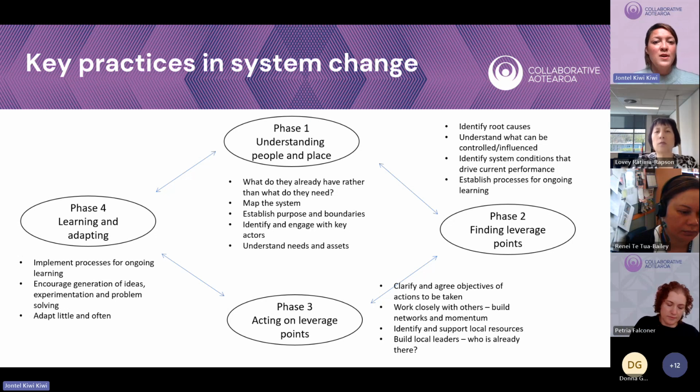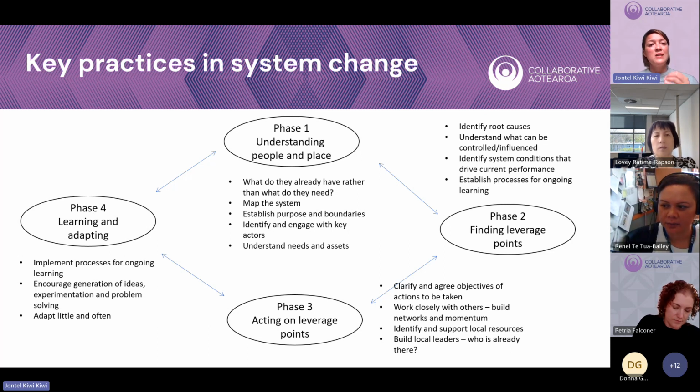So phase 1 is, for example, if you're working with a community, understanding the people and the place that they're in. So what do they already have rather than what do they need? And that's looking at what's strong versus what's wrong. That's something that Jazz said the other day. I was like, oh my gosh, I love that. I'm going to stick with that.